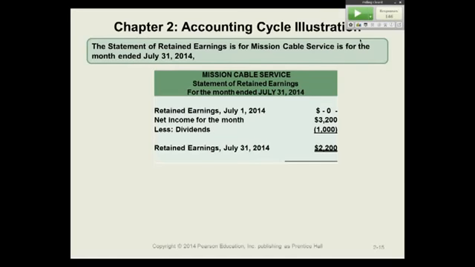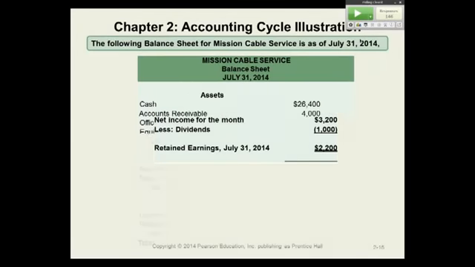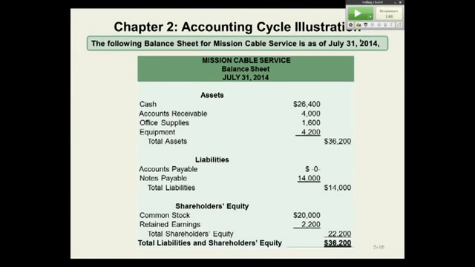Okay, now let's take our last statement, which is our balance sheet. Our balance sheet accounts will include cash, accounts receivable, office supplies, and then equipment. Our liabilities, of course, accounts payable is 0, notes payable is 14, common stock is 20, and now, of course, you need retained earnings to balance. So the retained earnings balance on the trial balance is not going to help you. You have to get it from the statement of retained earnings. That's where it's got to come from.